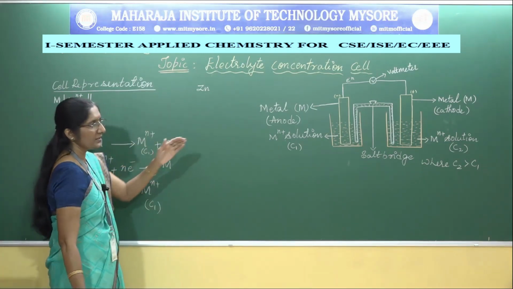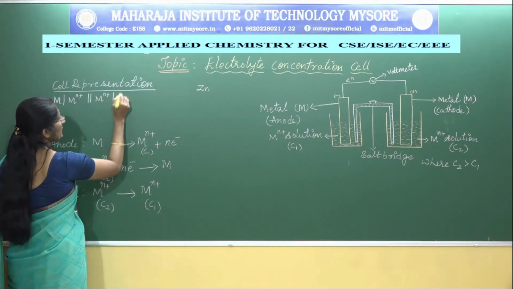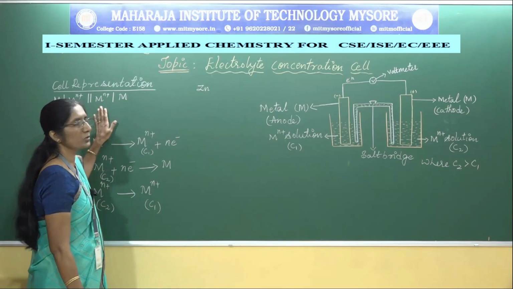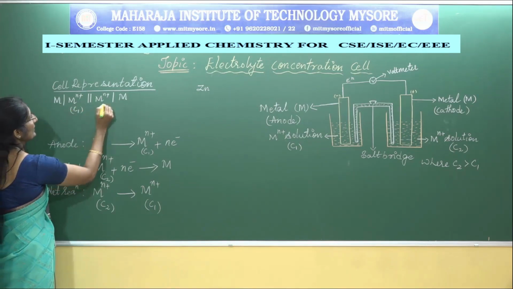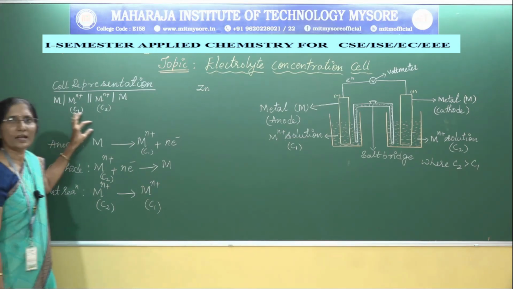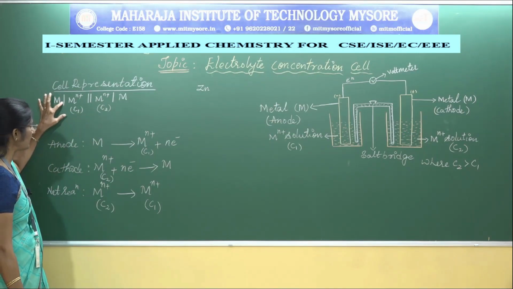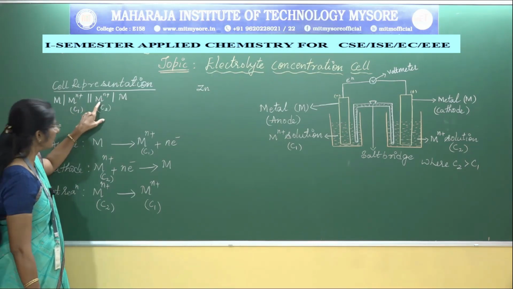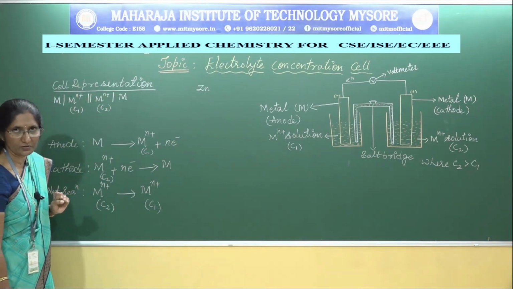Then how to represent the cathode? First we have to write the metal ion, then we have to write the metal. Here we have to mention the concentration of the metal ions in both the half cells. What is the concentration according to the diagram? It is C1 and this is C2. This is the general cell representation for an electrolyte concentration cell. Observe that this single vertical line represents the phase boundaries or phase changes. This is the solid and this is the liquid. Here this is the liquid and this is the solid. So, this is the general representation of an electrolyte concentration cell.